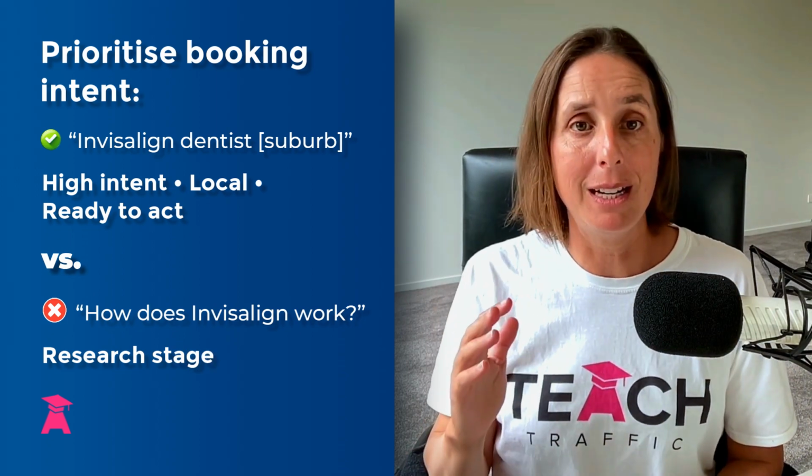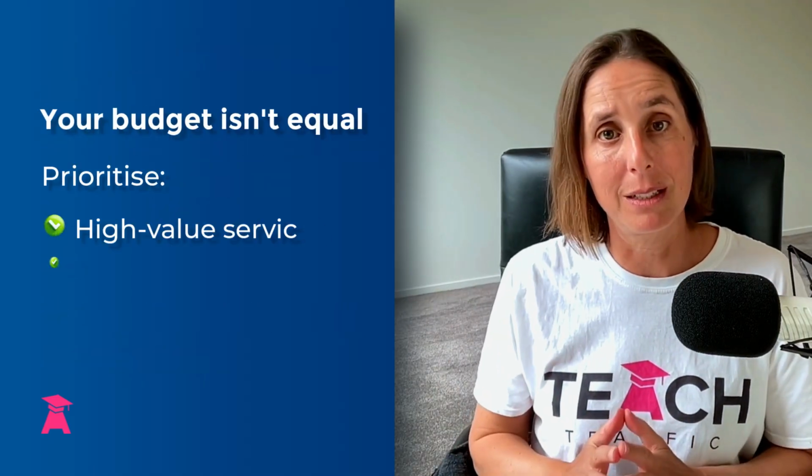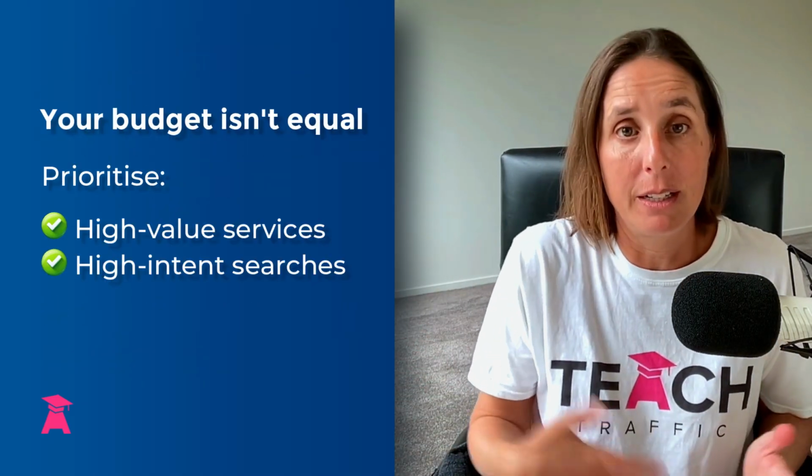Give your highest intent, highest value service campaigns the best budget. For most practices, that might be implants or Invisalign, high ticket and high margin. Then expand into research stage keywords as your budget allows. You're not trying to appear for every dental search in your area. You're trying to be strategic to be in front of the right patient at exactly the right moment when they're ready to book. But here's the thing, even with the perfect structure, most accounts hit a wall, and it's because of what I'm going to show you to do next, which takes me to step 3, which is how to scale.